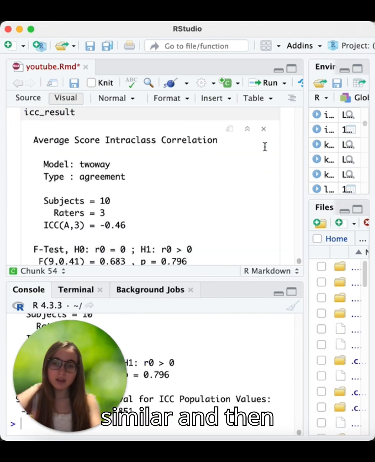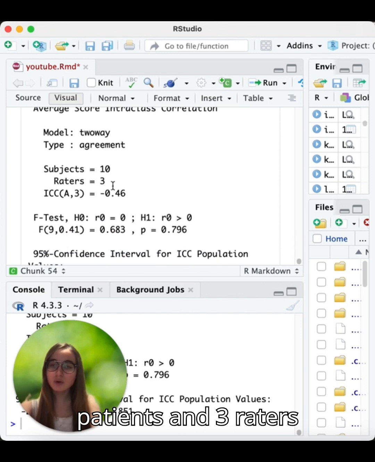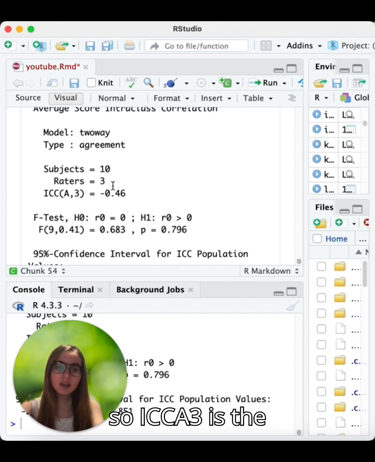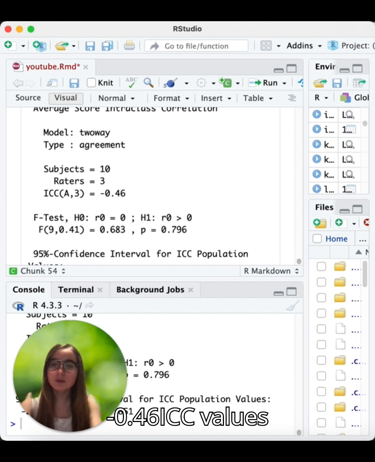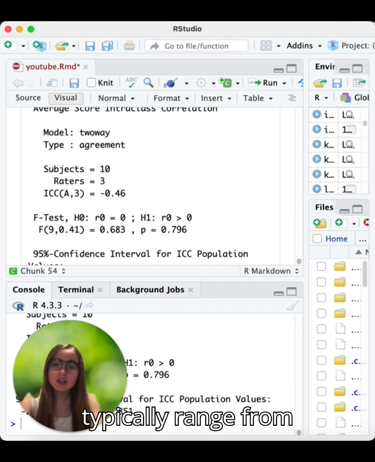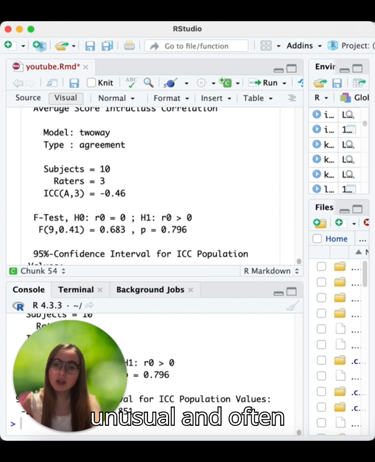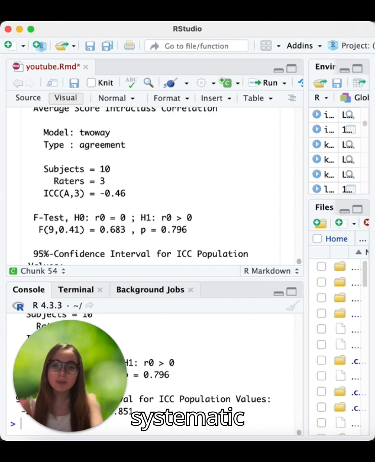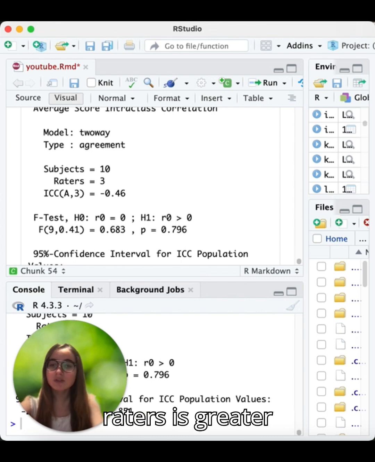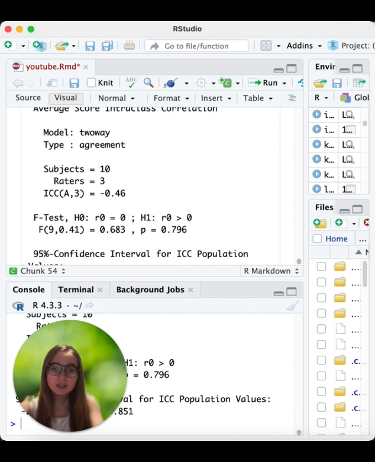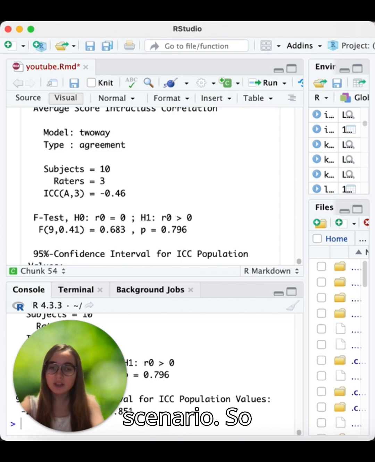And then the result tells us here that there are 10 subjects, so patients, and 3 raters. So ICC-A3 is the intraclass correlation coefficient for agreement with 3 raters. In this case, it's calculated as minus 0.46. ICC values typically range from 0 to 1, where higher values indicate stronger agreement. However, in this case, the ICC is negative, which is unusual and often signals poor reliability or even systematic disagreement among raters. A negative ICC can occur when the variation within raters is greater than the variation between subjects. This suggests that the raters are not consistent with each other at all in this scenario.